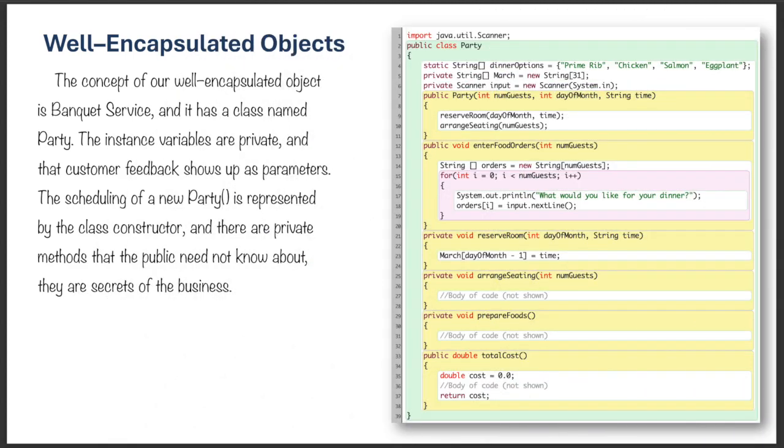So the well-encapsulated object is a banquet service, and it has a class named party. The instance variables are private, and the customer feedback shows up as parameters. The scheduling of a new party is represented by a class constructor, and there are private methods that the public need not know about. They are the secrets of the business. And this is just a quick example of how I turn that banquet services into a class for scheduling a party, just so that we can see a concrete example of a program based on our well-encapsulated object.